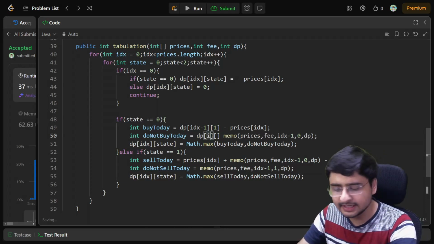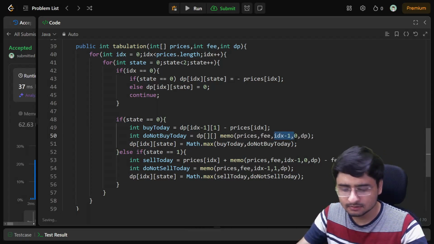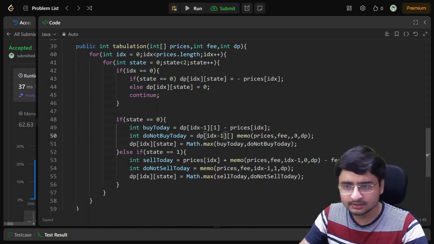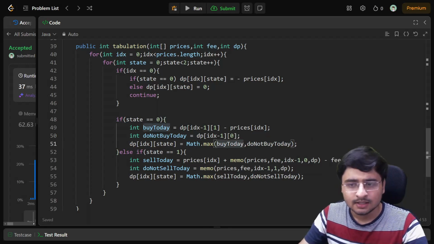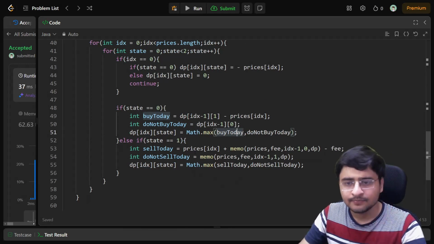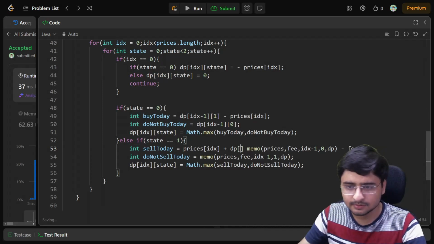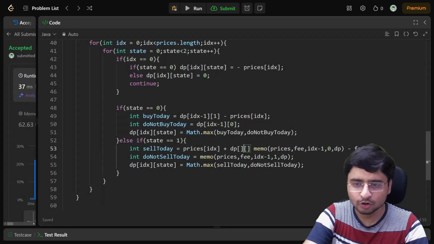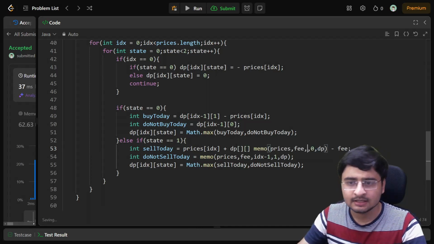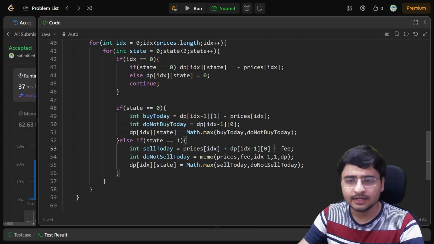What state am I passing here? idx minus 1. So again, here also I'm going to write idx and state will be 0. So here I'm going to write the state. This we can simply ignore. Correct. Here, of course, we are setting the current state. And again, here we are going to replace this with DP of something something. Index will be the first parameter, 0 will be the second parameter. And this is the thing they're having, right? Similarly, here as well, index minus 1 and 1.